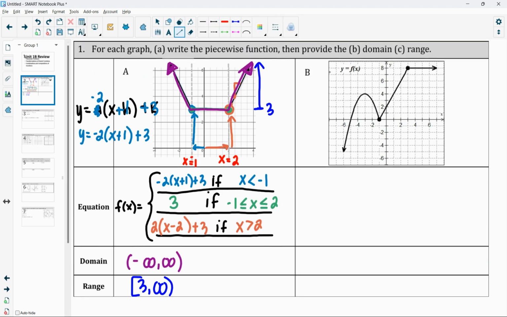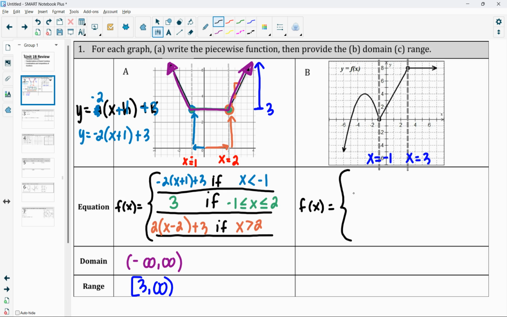For graph B, we again have 3 different chunks here. And so we have this boundary line cutting it, and let me do a dotted line for that. It separates the two functions, and then here as well, so I like to call those the boundary lines. These values are x equals -1 and x equals 3. Those will help us write the domain. And so again, we've got 3 chunks to this, so I'll just draw in 3 lines to help us.